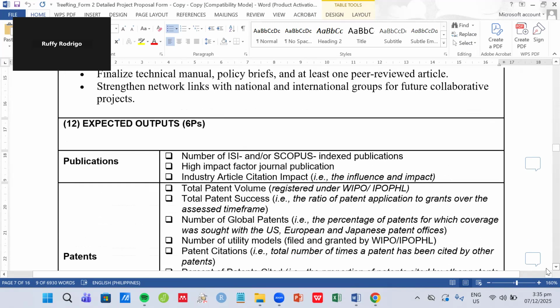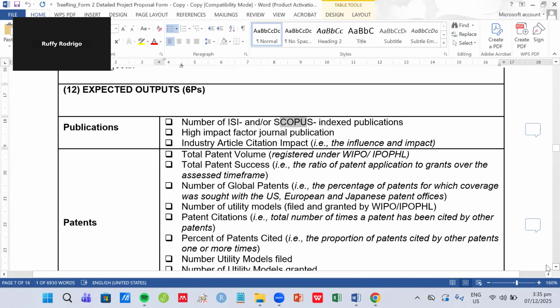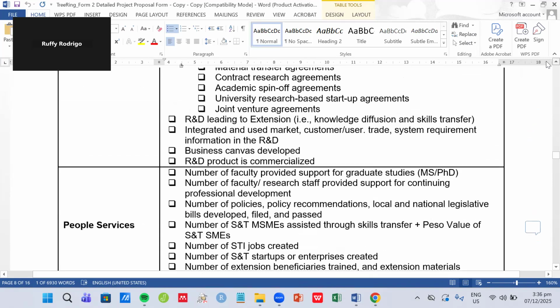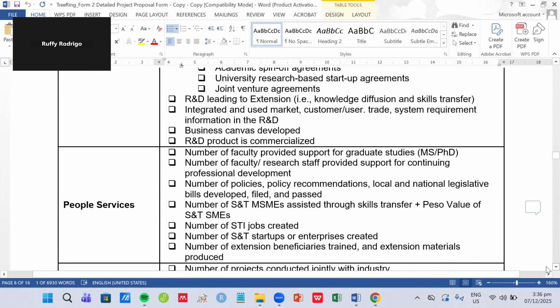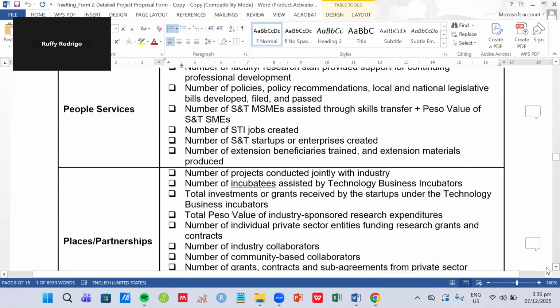For the expected outputs, the 6 Ps. I'm not sure if you will be able to cover all the 6 Ps, but in my case, I try to at least fill in at least one. Let's say publication. I wrote that I will publish one Scopus-indexed publication, and then for the patents, basically I will just write that I will apply for a patent. People services, I usually just make some, it depends. Like supporting undergraduate studies, it depends on what you can provide under this P. And lastly, partnerships.